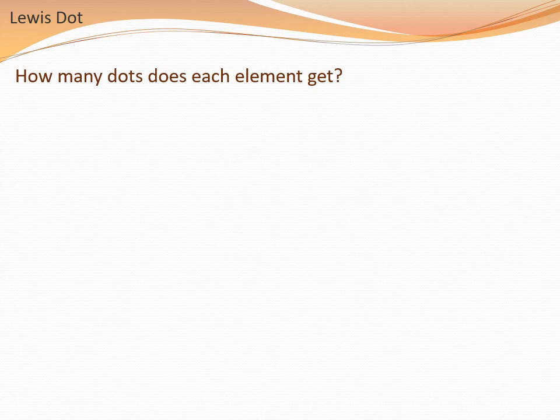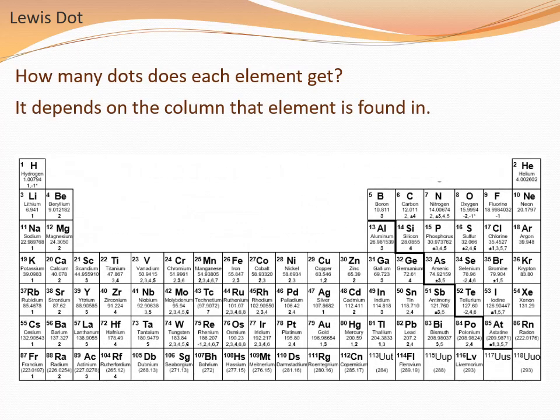So how many dots does each element get? Well, that depends on the column that element is found in. In the first column, all the elements, hydrogen, lithium, sodium, potassium, rubidium, cesium, francium, they all are given 1 dot. The second column, they are all given 2 dots.